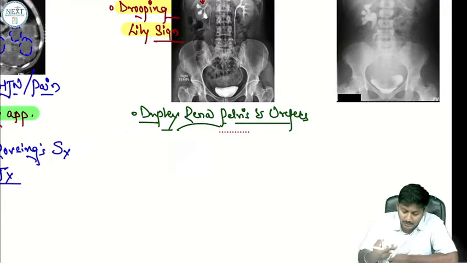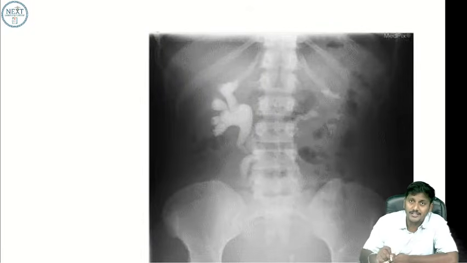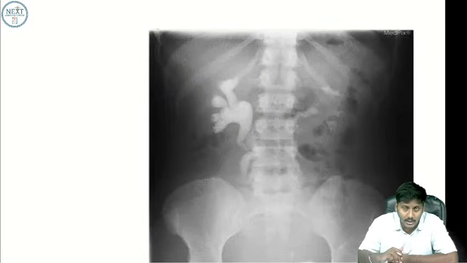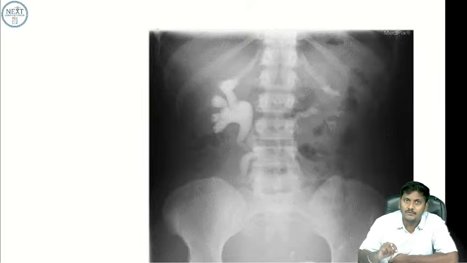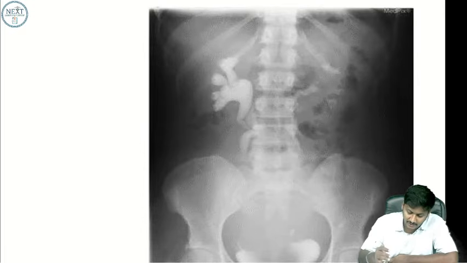You create a new opening for the ureter in the urinary bladder. Next is a picture, beta, where there is a small child or a neonate who has been brought to you, and that child is having complaints of urine retention. When you did an IVP or intravenous pyelography, in this you are able to see this kind of picture. What is visible?